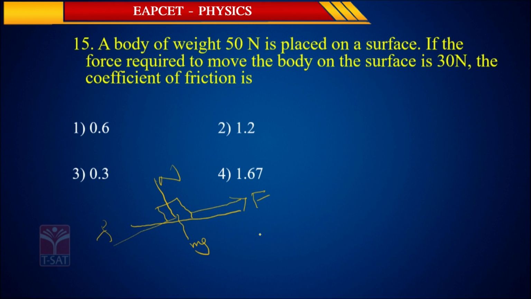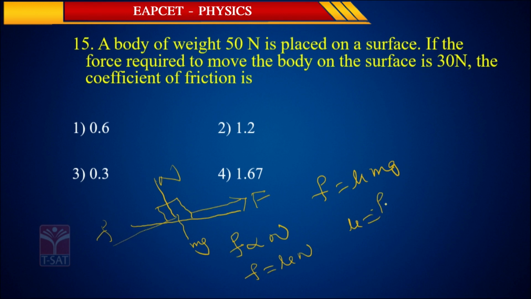Children, what is the formula? Friction F is directly proportional to the normal reaction, or F is equal to mu N. But you know that N is equal to mg. Therefore you apply the formula F is equal to mu mg. We have substituted mg in the place where N is. Now what do we have to find? mu is equal to F by mg.